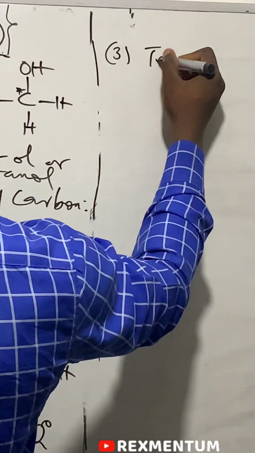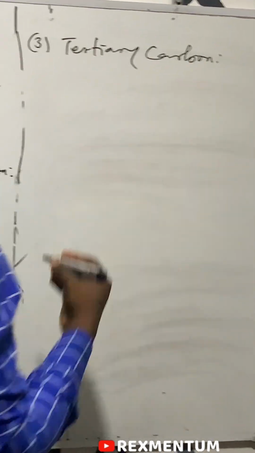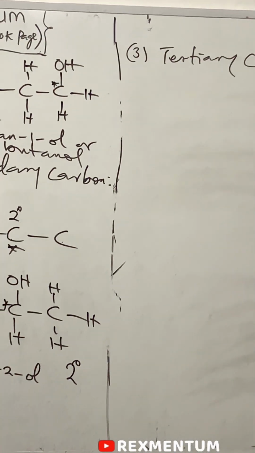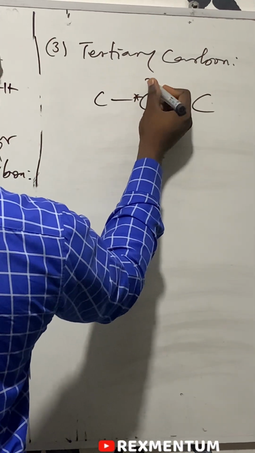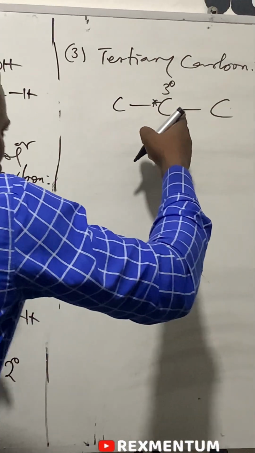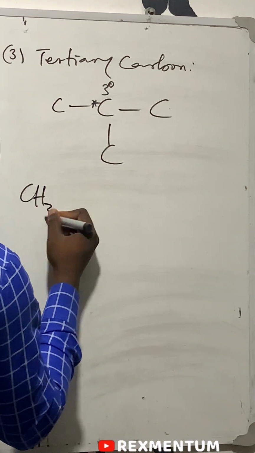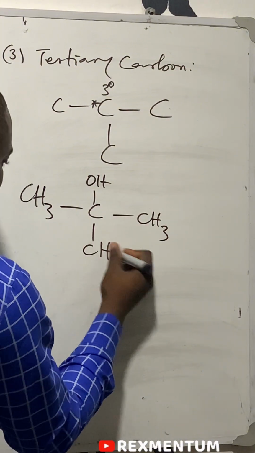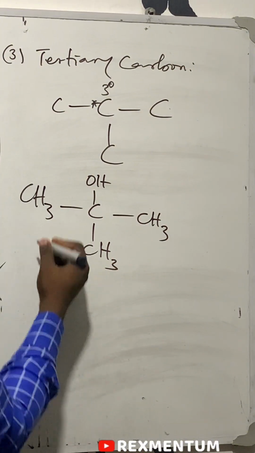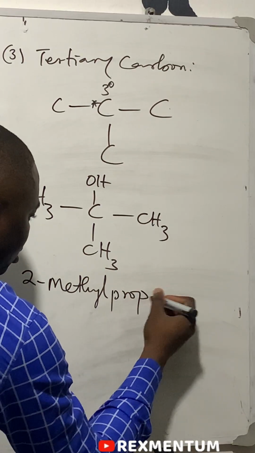Now, last thing we talk about, number 3, tertiary carbon. Tertiary carbon atom is that carbon atom that has 3 other carbon attachments. As you can see in this, look at this. This carbon is tertiary carbon. That is why I call it 3 degree. Once you attach OH to a tertiary carbon, it's automatically a tertiary alcohol. As you can have in CH3C, then OH, then CH3, and CH3. This is a tertiary alcohol, which we call 2-methylpropan-2-ol.